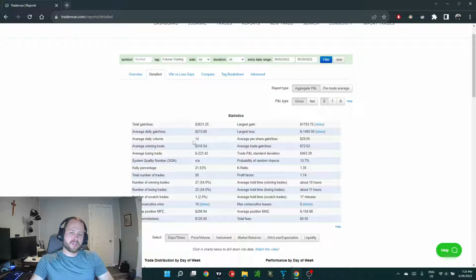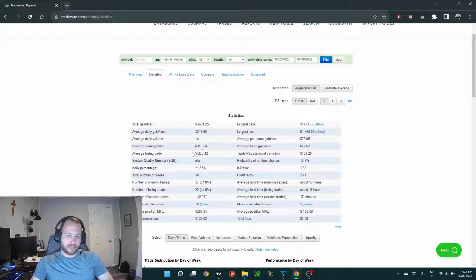So average daily volume is 14 contracts traded. Total gain and loss is $3,600. Average daily gain and loss is now up to $213 per day. That would make sense since I did increase my size. That means that these numbers, oh, sorry, didn't mean to do all that. These two columns right here, average winning trade and average losing trade, I need to pay attention to those and make sure that they're going to smooth themselves out the way that they need to. Because my average loss is now going to be larger than 200, but my average winner should be far larger than 300. So right now, this is not quite where we need it to be.